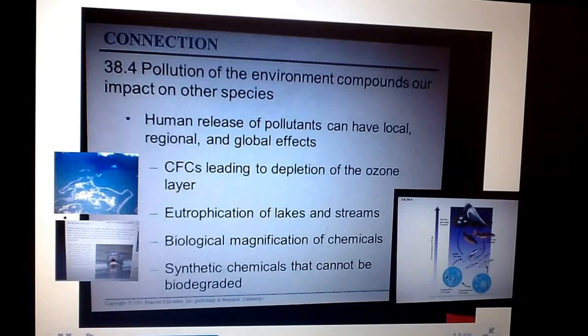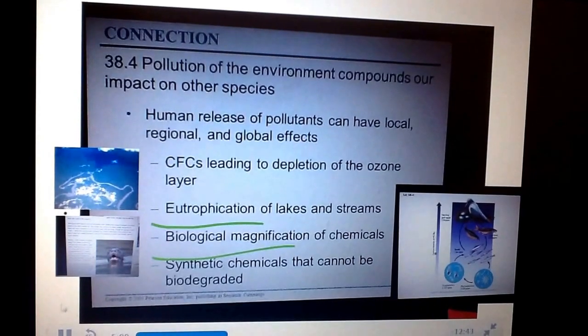Another factor that's causing habitat destruction or impacting species is human pollution. And humans pollute by releasing chlorofluorocarbons, or CFCs, into the ozone, and by causing what's called eutrophication of lakes and streams. And then as a result of that, we can have biological magnification.